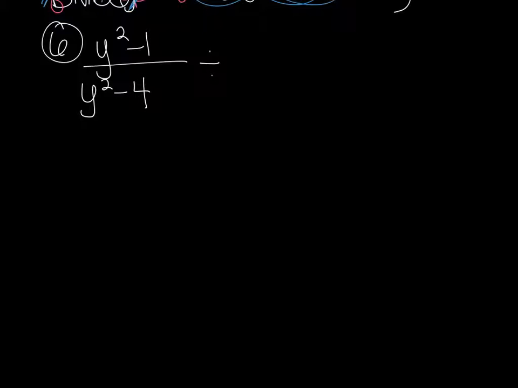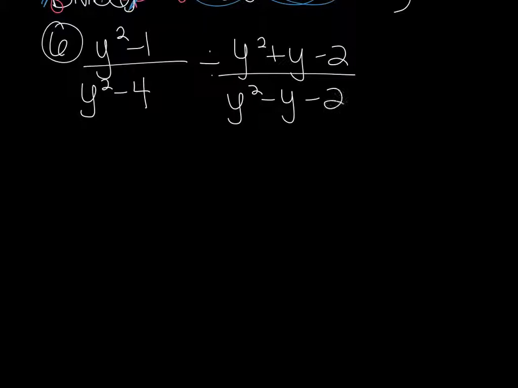Okay, number 6. Definitely where I'm at. Number 6 says y squared minus 1 over y squared minus 4 divided by, you guys ready for this? Y squared plus y minus 2 over y squared minus y minus 2. Lots and lots of factoring here. We're so pumped and excited. Let's go. How would you factor y squared minus 1? Y plus 1, y minus 1. What about the y squared minus 4?